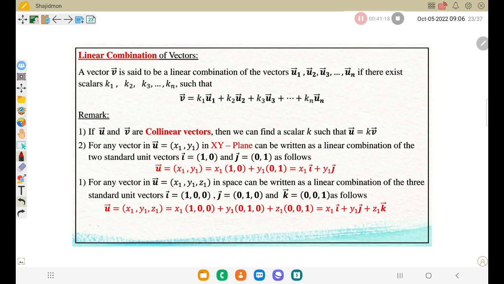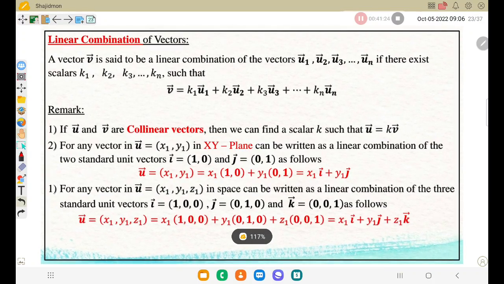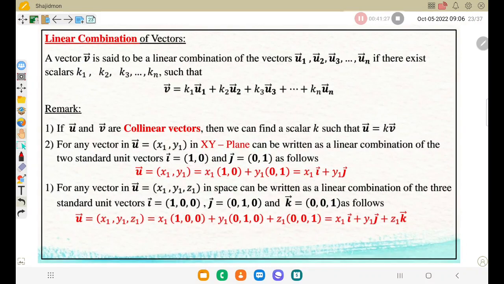Now we will go to this one, linear combination. What is the meaning of linear combination of vectors? How to combine the vectors? For example, a vector v is said to be a linear combination of u1, u2, u3 up to un when there exist some scalars k1, k2, k3 up to kn, such that vector v equals k1 multiply vector u1, k2 multiply vector u2 and k3 multiply vector u3 up to kn multiply vector un.